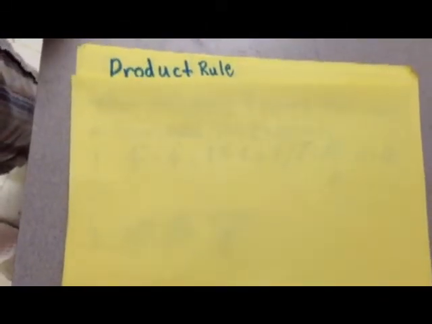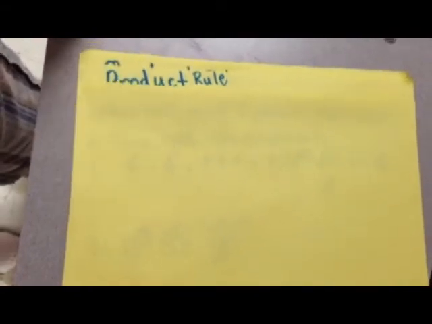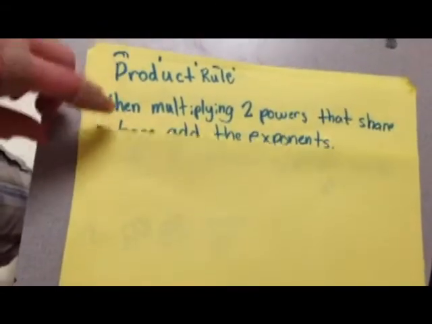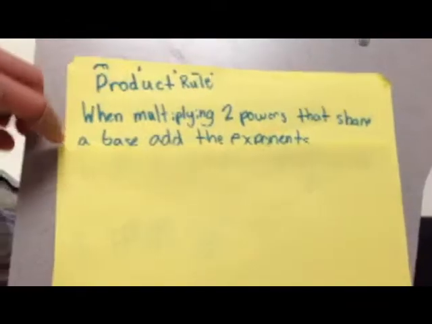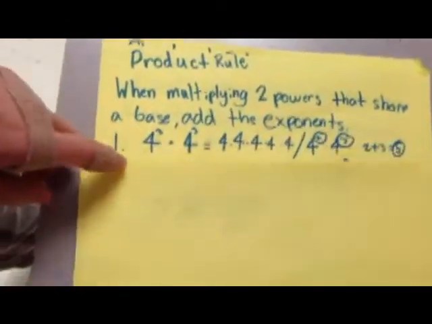Today we're going to be studying exponent rules, and to start off we'll use the product rule. The product rule states that when multiplying two powers that share a base, add the exponents.